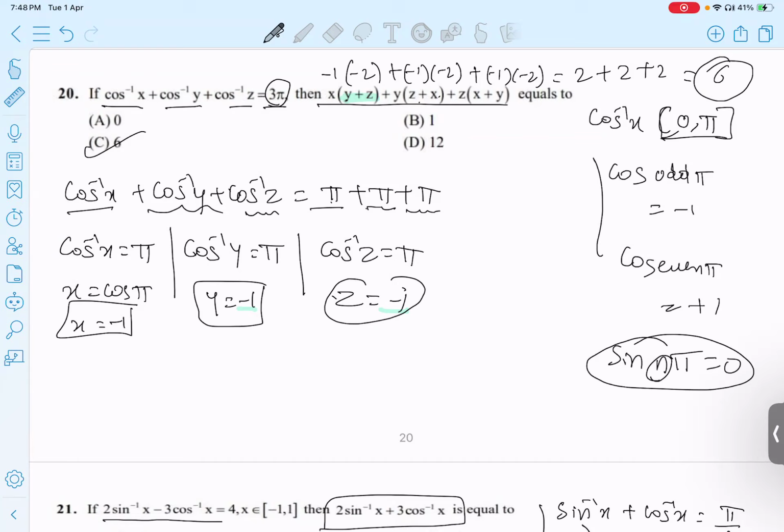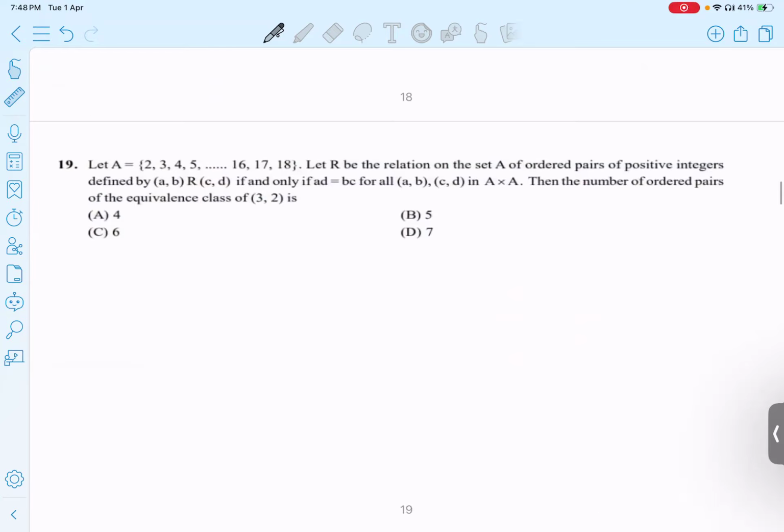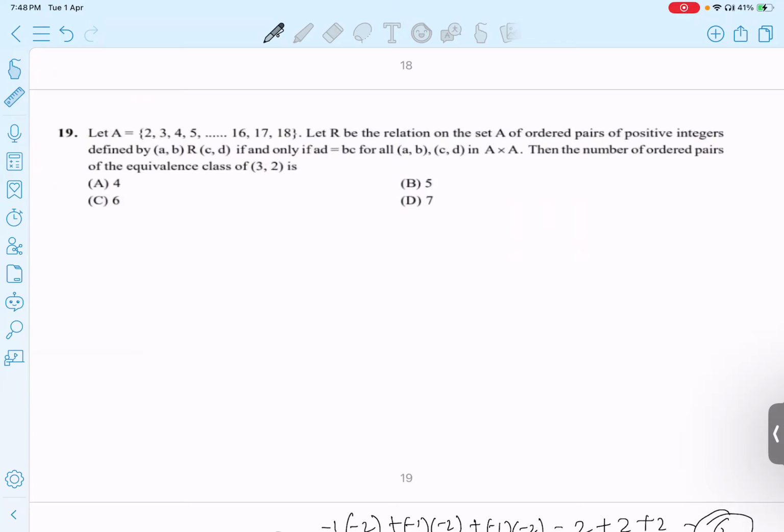Okay. Even this was a kind of an easy question. Moving on to the next question. Okay. The question has been taken from the relations and functions chapter, with special concern to the equivalence class. We just have to find the number of equivalence classes. They have not asked which are the equivalence classes. They have asked the number of ordered pairs in the equivalence class. What is the question? Okay.